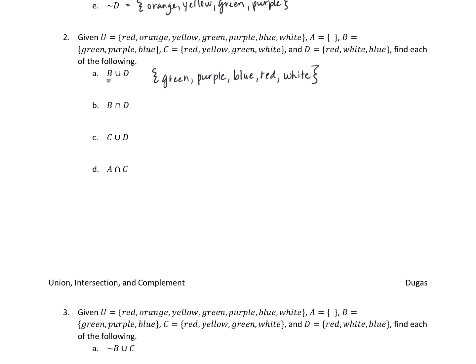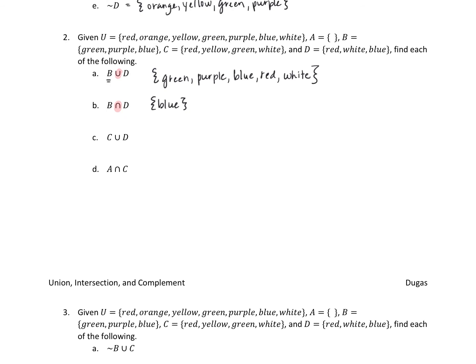Okay, let's look at part B. Part B is B intersect D. Since I have intersect here, and again, this symbol in between tells me it's intersect. The previous one was a union. The intersection is what do they have in common? B has green, but D does not. B has purple, but D does not. B has blue, and D has blue. So the only one they have in common is blue. So the intersection of B and D is blue.